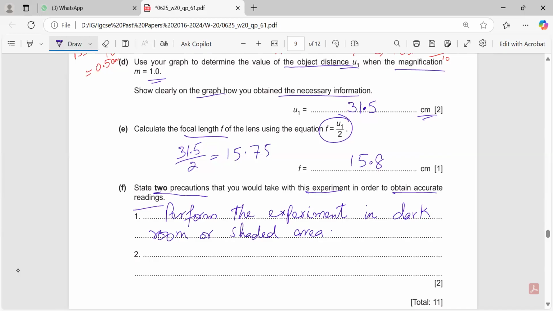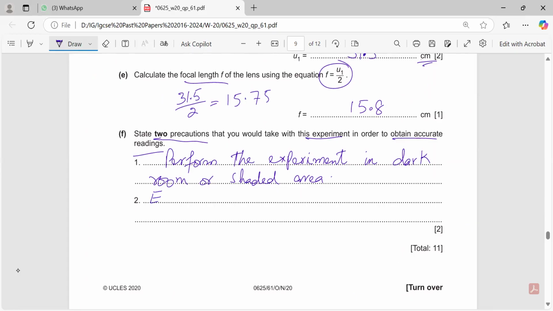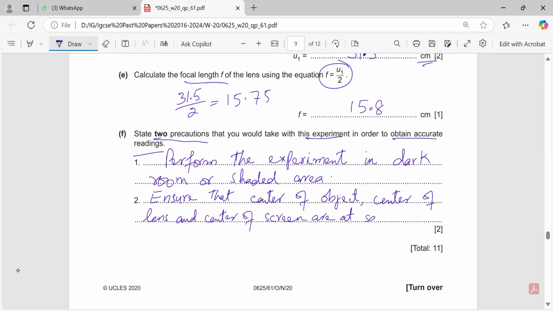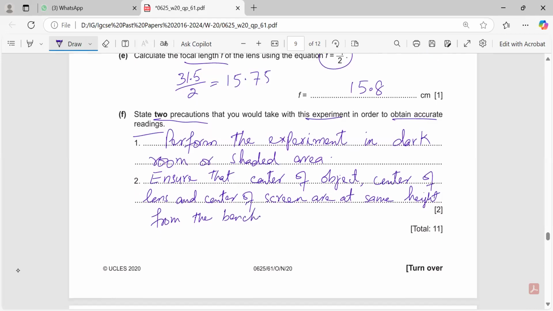And second thing, you can say that measure all the distances from the center of the lens, or as I told you in the beginning, ensure that the center of the object, center of the lens, and center of the screen are at the same height from the bench or table, whatever. So question number 3 is solved.